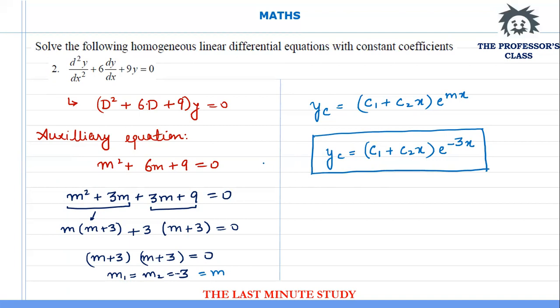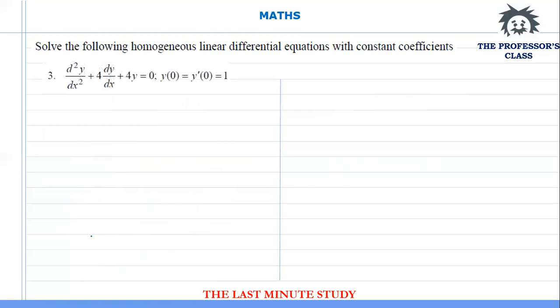Now let's try to see another question. This is an interesting question because there is some extra thing given over here which says that y of 0 and y dash of 0, both of them are equal to 1. These are known as initial conditions.